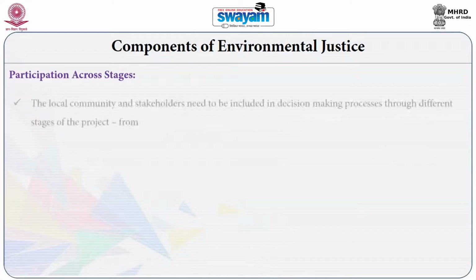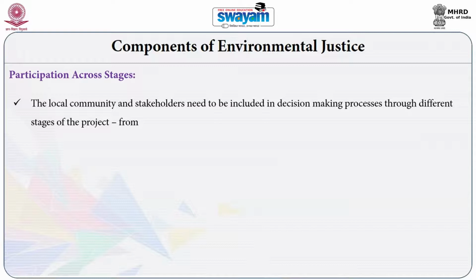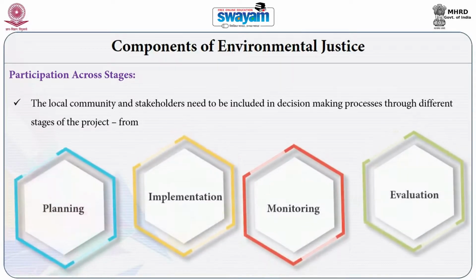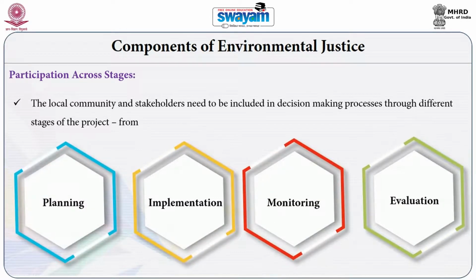Participation across stages. The local community and stakeholders need to be included in decision-making processes through different stages of the project, from planning to implementation to monitoring and evaluation. Typically, in many cases where environmental injustice is involved, you would find that the local community, the local stakeholders, would be brought into the process only in certain stages. This component or principle of environmental justice says that it is at each of the stages, planning to implementation to monitoring and evaluation, that the people and their voice need to be heard.